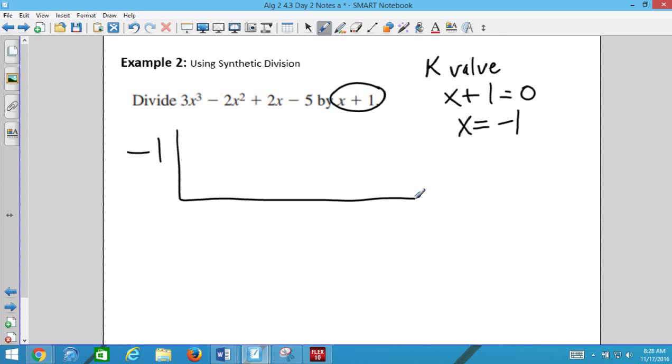The coefficients. So we've got 3, then what? -2, 2, -5, and we were missing no power, so we didn't need any zeros that time. We bring down the 3 to start, and then we start our process. 3 times -1, -3, add. -5.